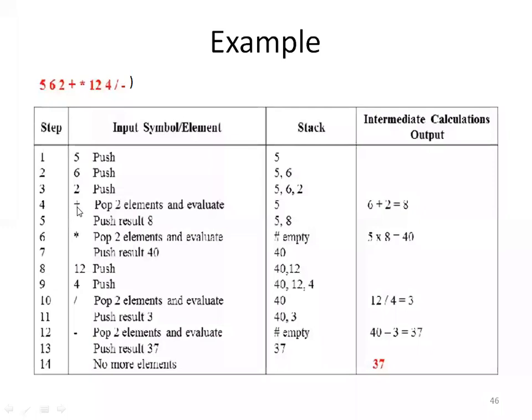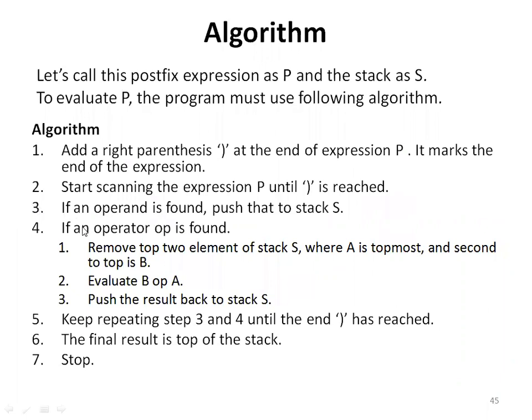Operator. So if it's an operator, then what to do when you encounter an operator? Just remove the top two elements from the stack. Suppose the top two elements are A and B, where A is the topmost element and the second topmost is B. You have to pop the two topmost elements, first the topmost, then the second topmost, from the stack, and then you evaluate this: B OP A, where B is the second topmost element, then OP, then A. Okay, are you getting me?